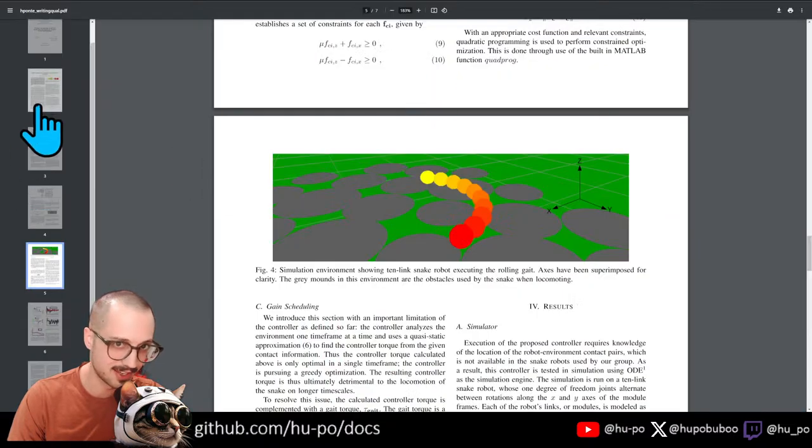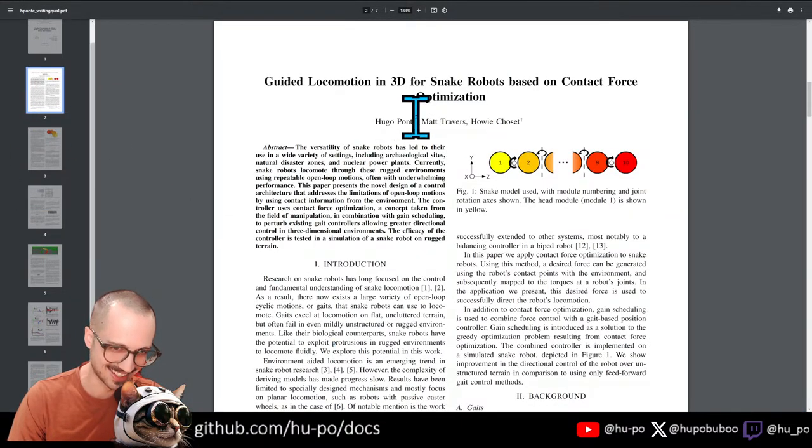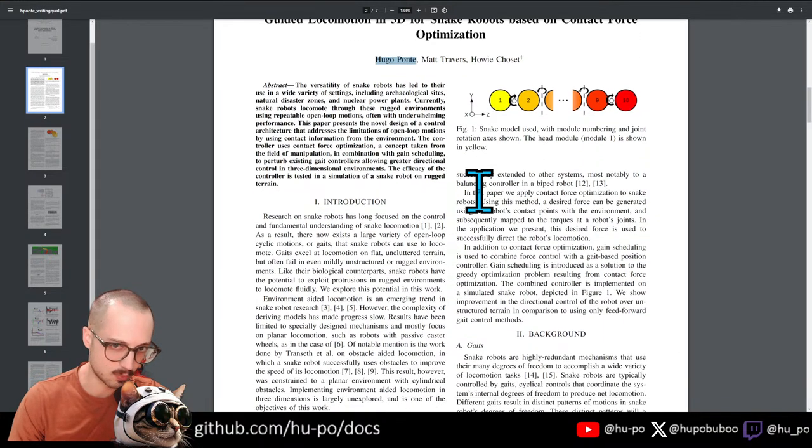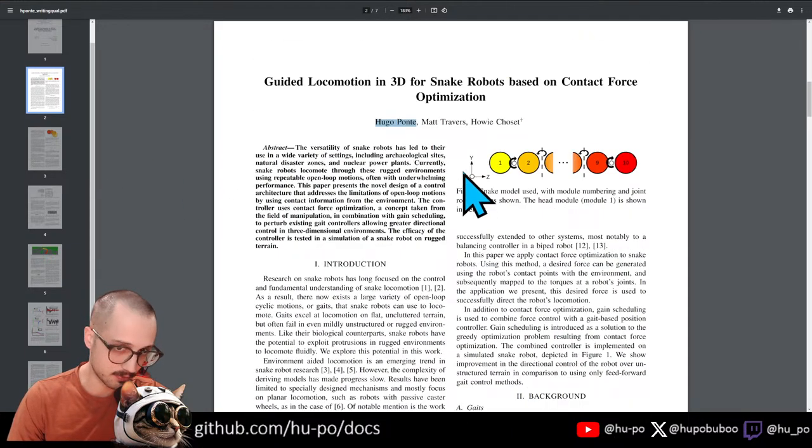So I have here, this is my paper. This is not a very good paper, I'll admit. This is a paper that I did way back in the day when I was doing robotics at Carnegie Mellon. But this paper is a type of model-based control: guided locomotion in 3D for snake robots based on contact force optimization.